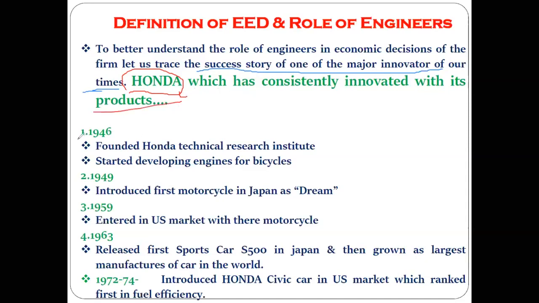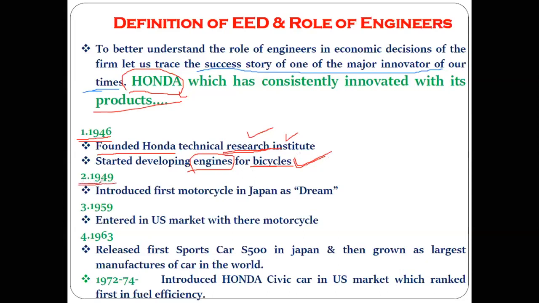Now, let's see. In the period 1946, this is a Japanese company. In 1946, there is the origin of the Honda company, and they started their company as some technical research institute. And initially they started developing the engines for the bicycles. They started the engines for what? Bicycles. They started developing the engines for cycles.